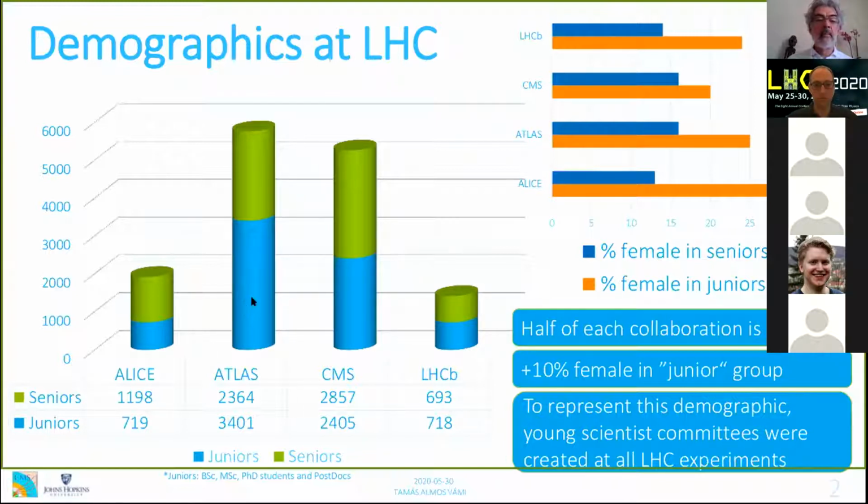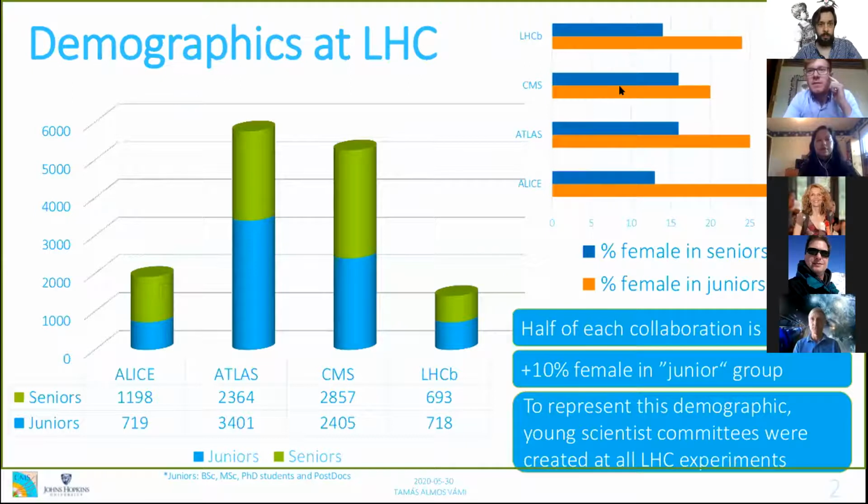So essentially on this plot, what I want to show you is that half of each collaboration is in this junior category. And the other interesting plot to look at is the percentage of females in these both categories. In this case, the experiments are in the rows, and we see that the orange, which is the percentage of females in the juniors, is always bigger than in the blue. And on average, we can say that we have a 10% increase of females in the junior category.